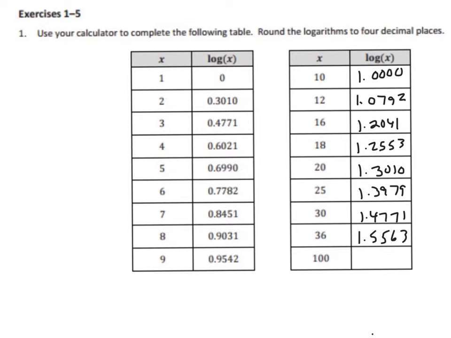Okay, so you should have gotten those answers, and the last one I have to fill in here, log of 100, which we know since it's got 2 zeros, it's 2. So 2.0000. That's filling the table, so we have even more places to go.